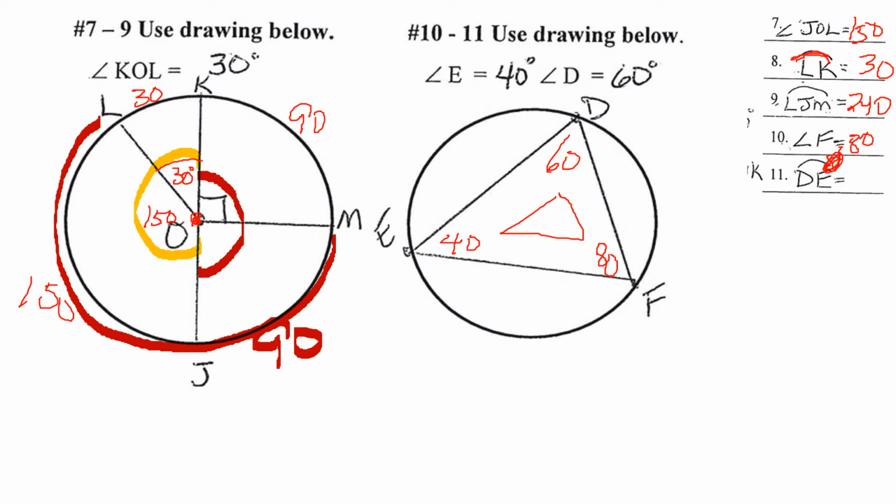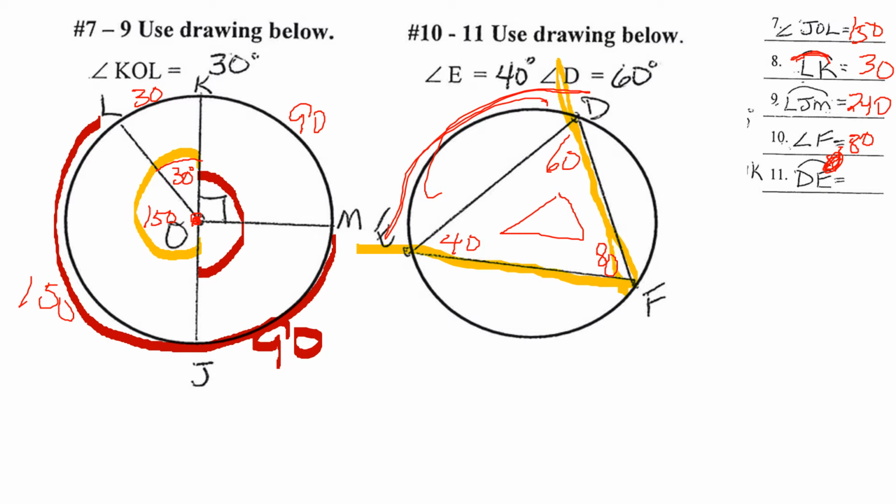So then we have to find some arcs. Arc DE, and DE is right out here. And so we need to stop and think, what angle opens up to that arc? Does the 60-degree angle open up to that arc? That's the 60 right in there. No, it's not that one. And then let's look at the 80. Is the 80 opening up to that?